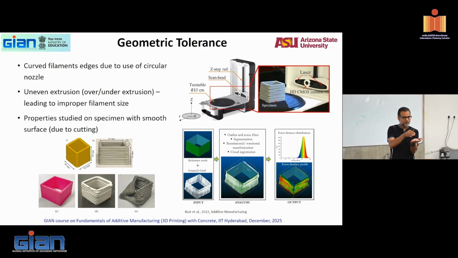Geometric tolerance is another idea that we talked about yesterday. If you have two layers, the tolerance between both layers will also start to cause cracking, cause defects, and of course, you have lack of buildability.